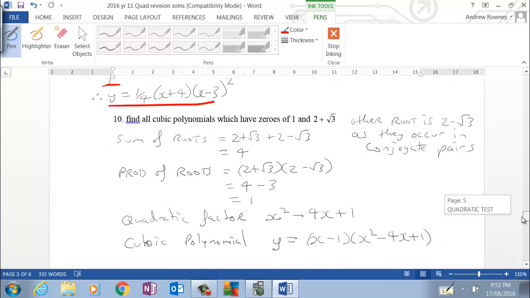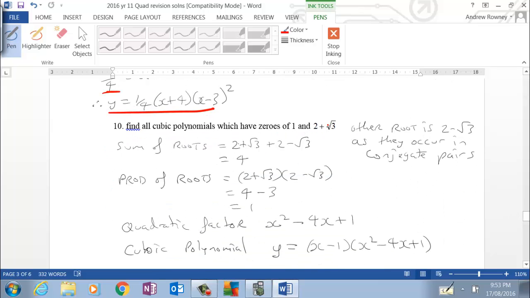Question 10, find cubic polynomials which have these zeros. Now, they've only given you 2 zeros. Cubics have got to have 3. They can be imaginary or surd form. But they've got to be in conjugate pairs.